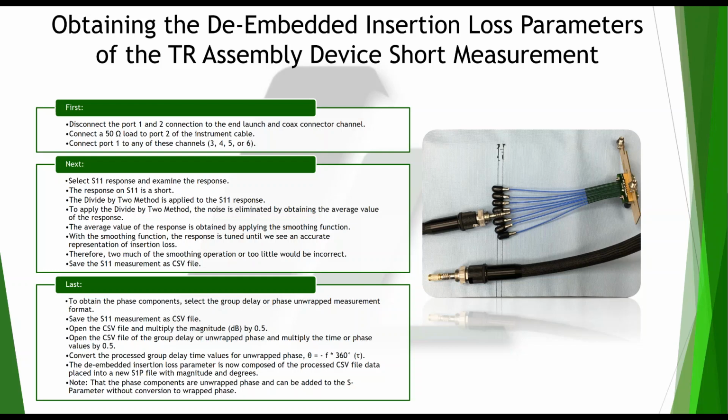To obtain the phase component, select the group delay of the phase unwrap measurement format, and save the S11 measurement as a CSV file. Open the CSV file and multiply the magnitude by 0.5. Open the CSV file of the group delay and unwrapped phase and multiply the time by phase values of 0.5. Convert the processed group delay time values to unwrapped phase. The de-embedded insertion loss parameter is now composed of the processed CSV file data placed into the new S1P file with magnitude and phase degrees.